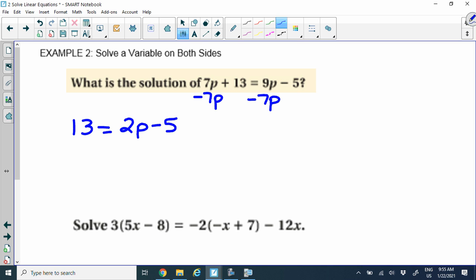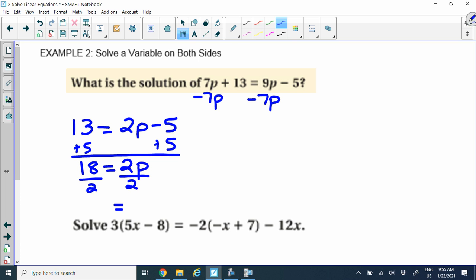Now it becomes just a multi-step equation, so I'm trying to get p all by itself. So my next thing is I need to add 5 to both sides. So I get 18 equals 2p. Now to get rid of the 2, I divide both sides by it, and I get p equals 9.